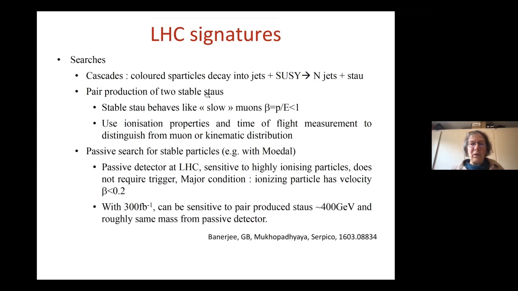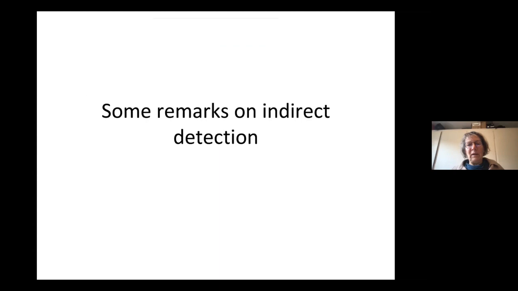Another interesting possible signature in this context is that you can pair produce two stable staus, so the stau will behave like a slow muon, and you can look for a stable particle crossing the detector in ATLAS or CMS, or you can even passively search for stable particles with detectors that are located outside of the interaction region. For example, there's one called MoEDAL that is sensitive to highly ionizing particles and basically can detect one such particle that crossed the detector, provided it is slow. So we have shown that there's some possibility to probe some of these signatures at the LHC.